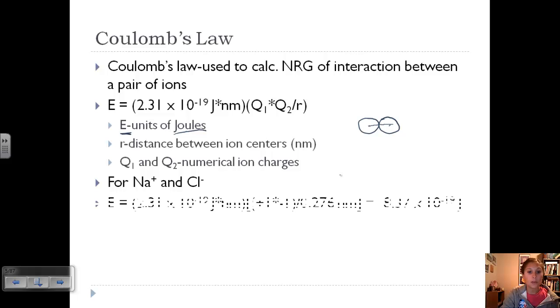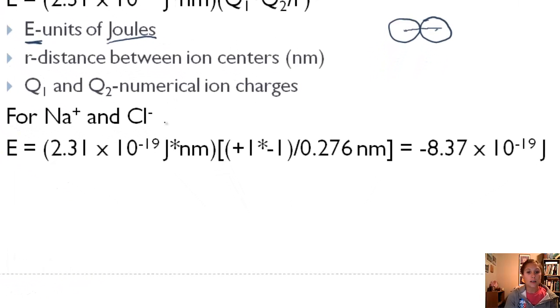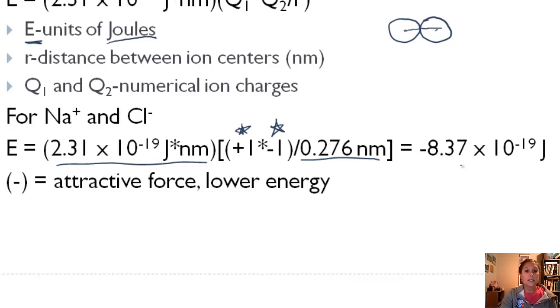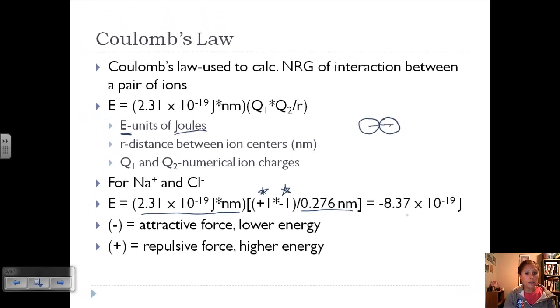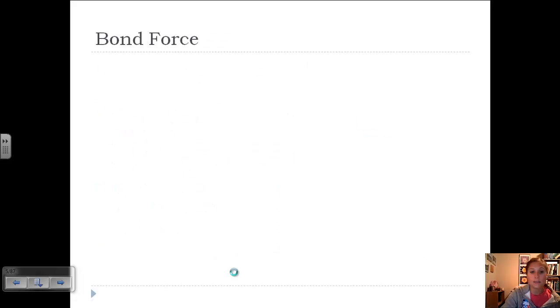And so let's take a look at what we would have for those ions. Here's our constant, 2.31 times 10 to the -19 joule times nanometers. Here's our Q1 and our Q2, so we have our +1, -1. This is the distance between the centers. This would be something that would have to be given. And we get -8.37 times 10 to the -19 joules. If it's negative, that means there's an attractive force, it's lower in energy, and positive means there's a repulsive force, which is higher in energy. So our ionic bond, we're going for the lowest energy and that attractive force between the positive and the negative.